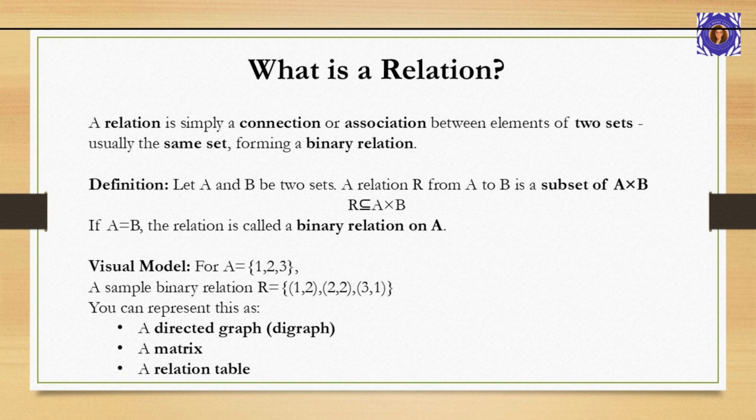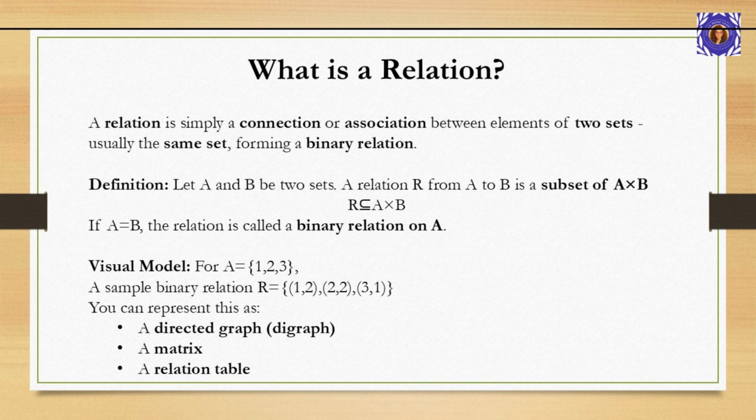More precisely, if we have two sets A and B, a relation R from A to B is a subset of the Cartesian product A cross B. Now, when both sets are the same, that is, when A equals B, we call this a binary relation on A. This is the most common type of relation we will work with, and it's where the real mathematical beauty emerges. Let me illustrate this with a concrete example.